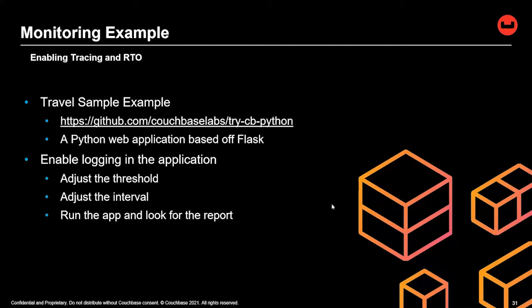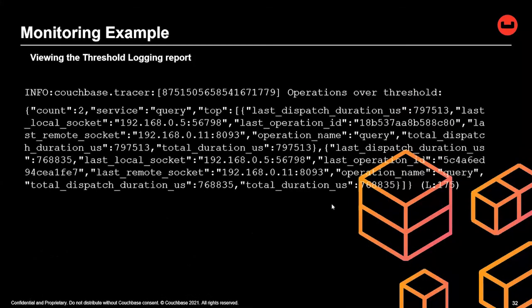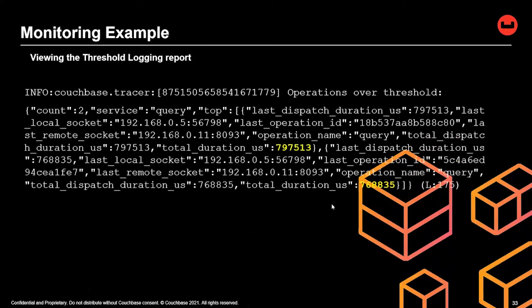In order to start here, we do need to enable logging on the application. So we're going to enable logging on the application, adjust the threshold interval if needed, and then we're going to run the app and look for a report. We're going to rerun the app, and then we're going to go look into the logs. And if we go and look into the logs, we're going to see a threshold report. What this is telling us is that it's detected some slow queries. We have two queries here, and they're both about 3/4 of a second, which is kind of slow, right? We should be talking milliseconds here.